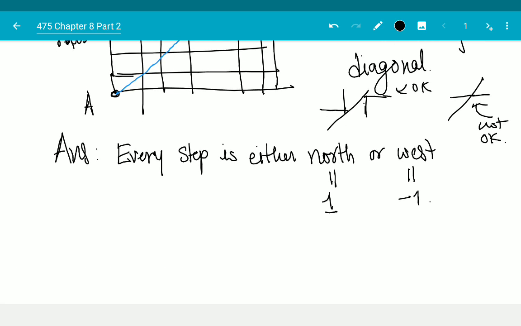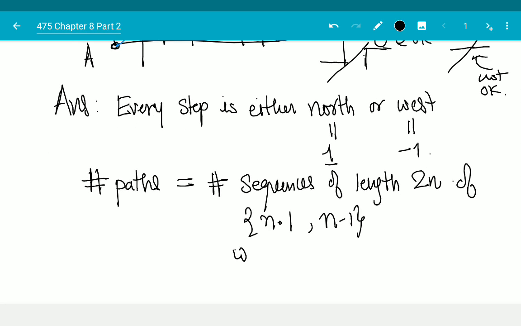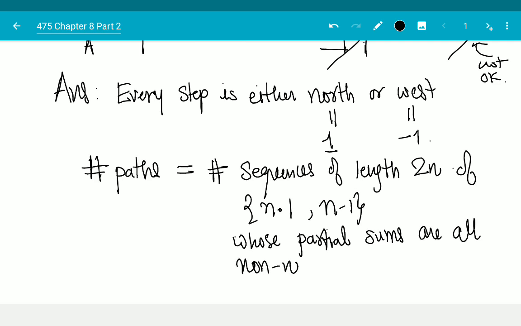And then the number of paths is equal to the number of sequences of length 2n made of the multiset n times 1, n times -1, whose partial sums are all non-negative or all non-positive.